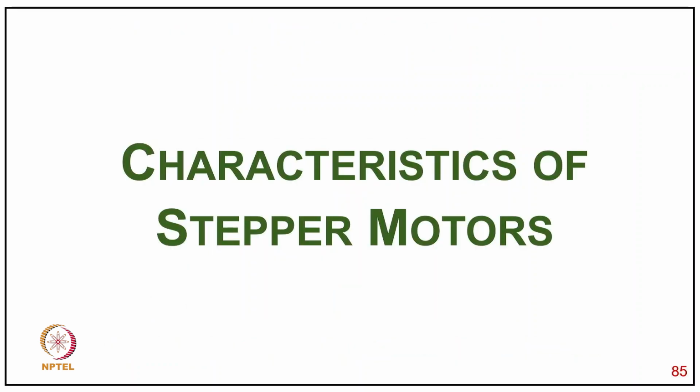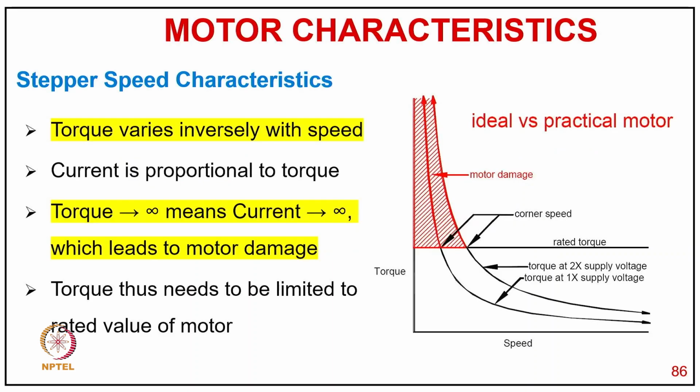So now coming to the characteristics of stepper motors. Here you can see the stepper motor torque versus speed characteristic. You will find with respect to the rated torque how the torque varies with the speed, in the case of ideal or practical motors, and it also depends on the voltage, how the torque varies with the full voltage.